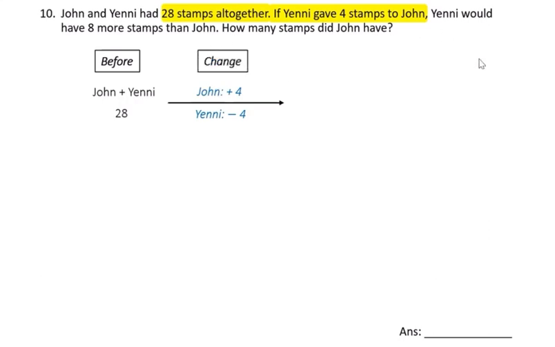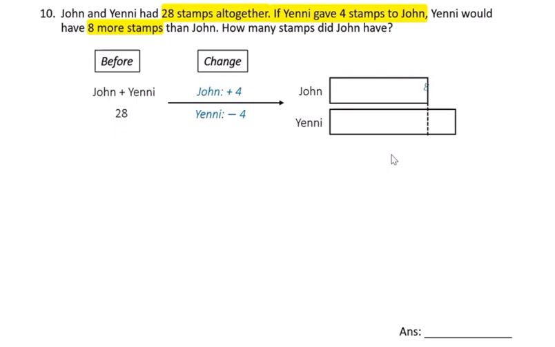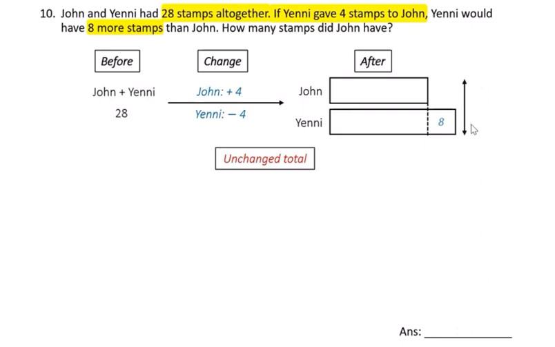And after that, what happens? If Yanni gave 4 to John, so if that happens, Yanni would have 8 more than John. So Yanni will be longer than John's model with a difference of 8. This is after. So again, unchanged total. They just share their stamps among one another again, which means that the total remains unchanged. None of the stamps were lost or used. So that means the total is 28 before, which means that the total here after is also 28.